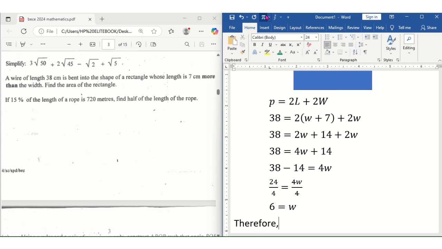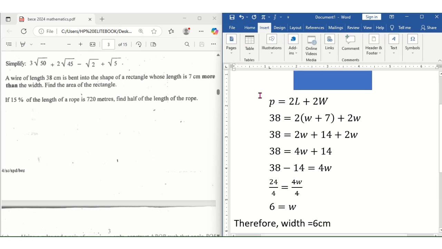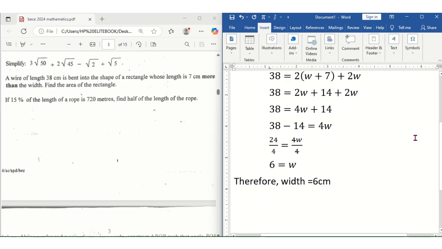the width is equal to 6 centimeters. Meaning that the width is equal to 6 centimeters.